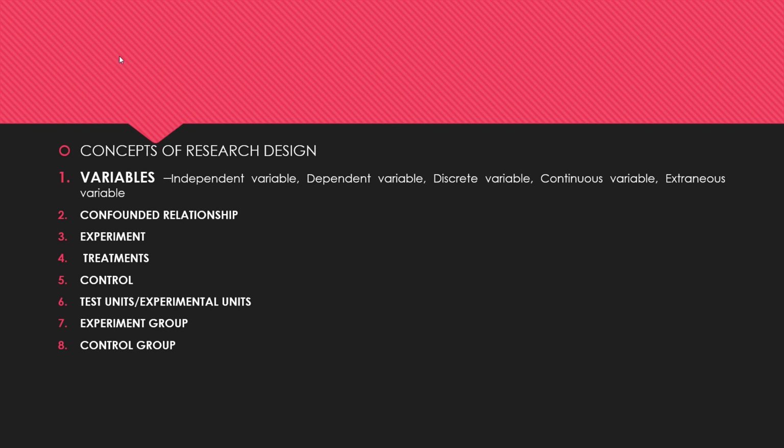Now we can study what is an experiment. An experiment is conducted when the researcher manipulates one or more independent variables and measures their effect on the dependent variable. Next is treatments. The independent variables are also called treatments, or in other words we can say the different conditions under which the experiment is conducted are termed as treatments. For example, the different types of teaching methods being studied are the treatments whose effect is being measured.